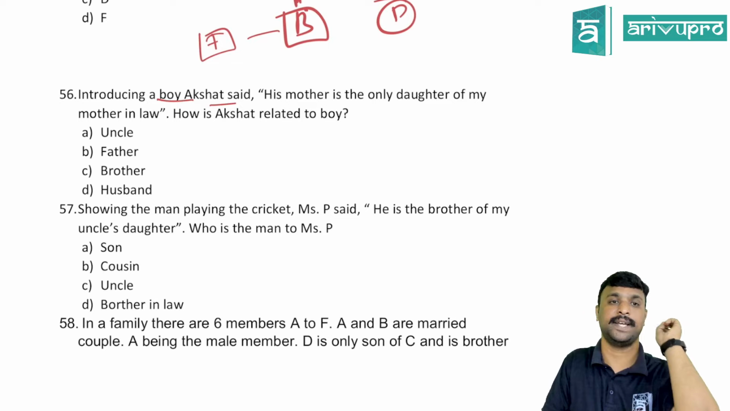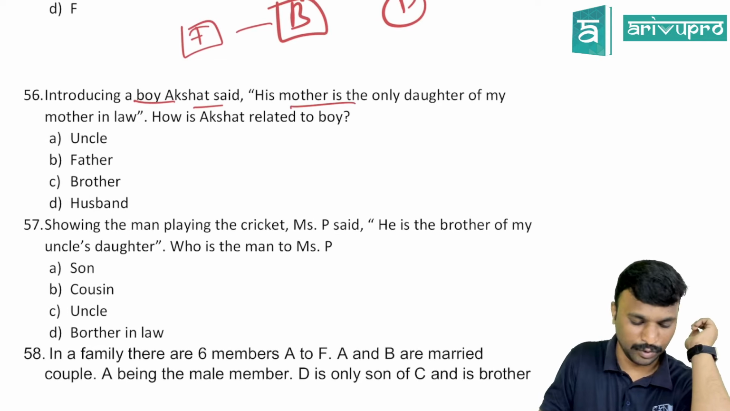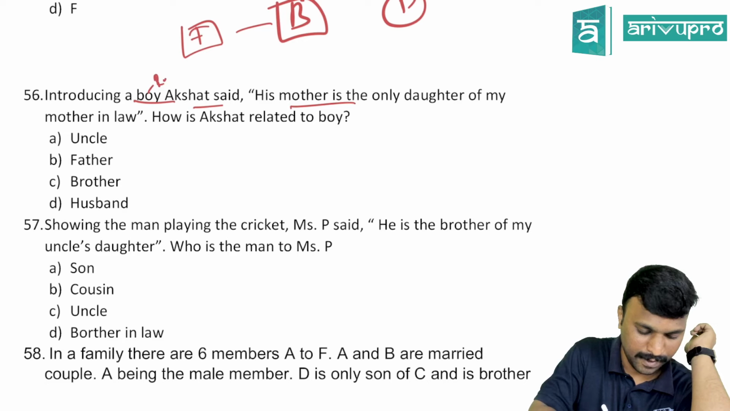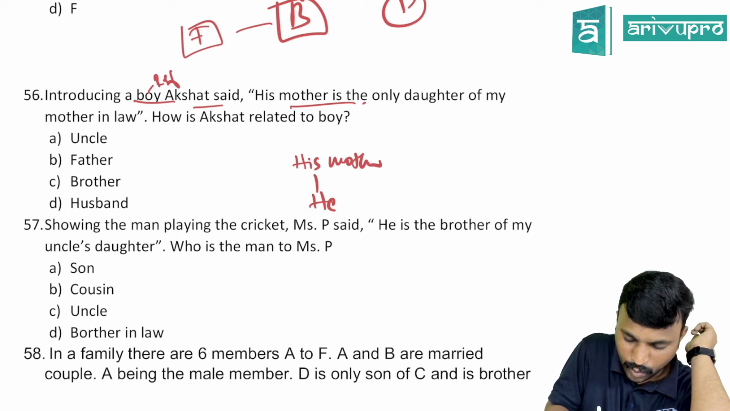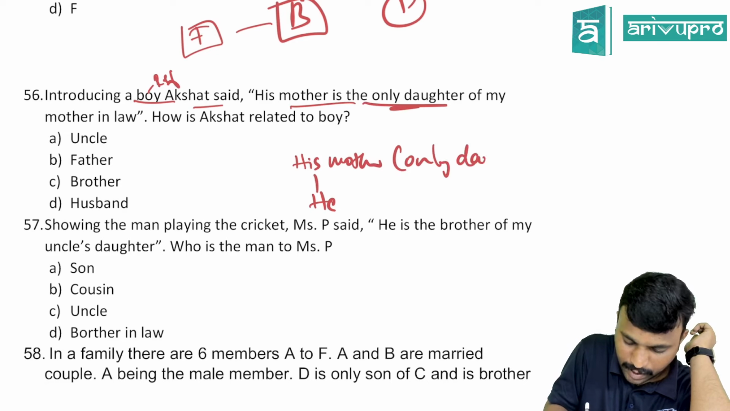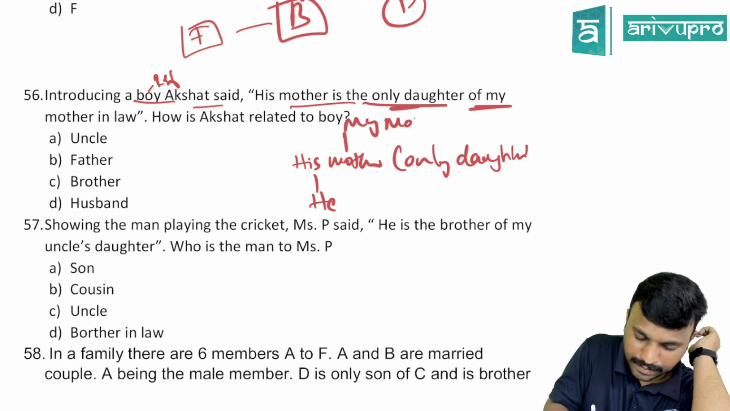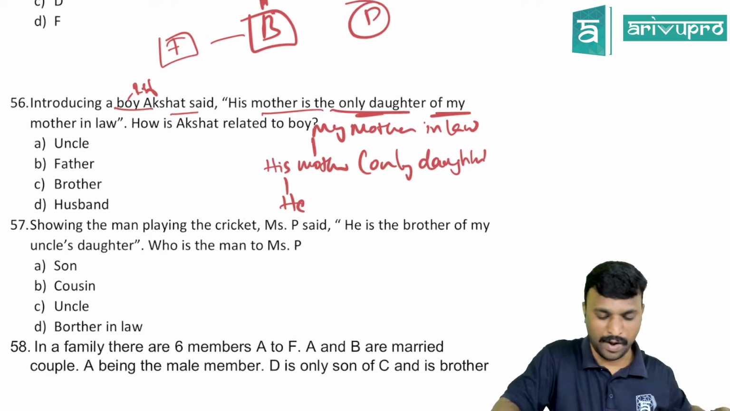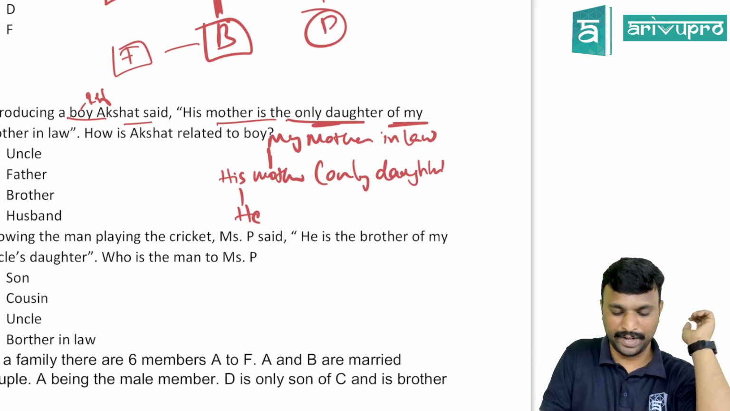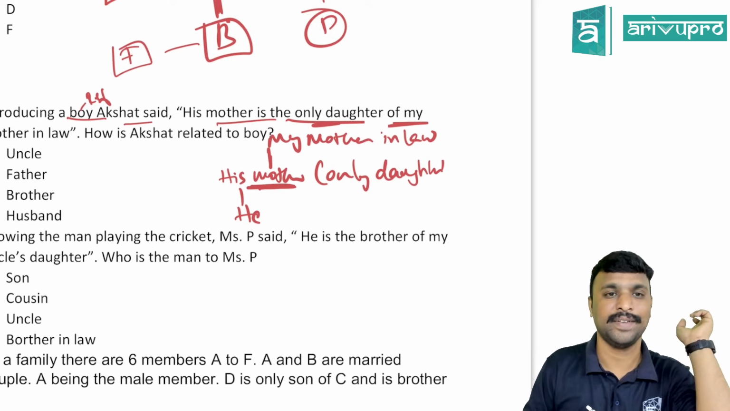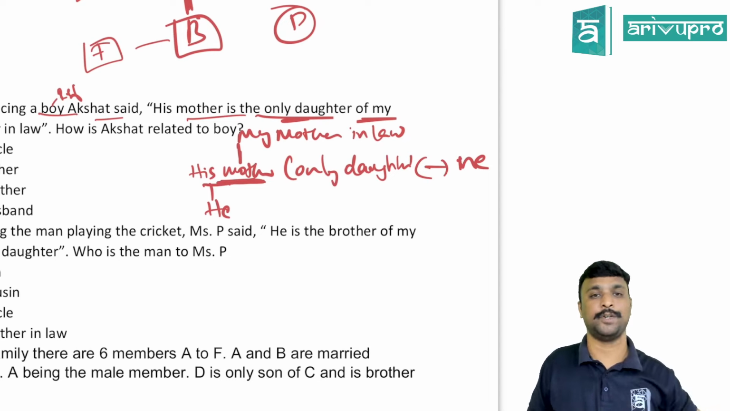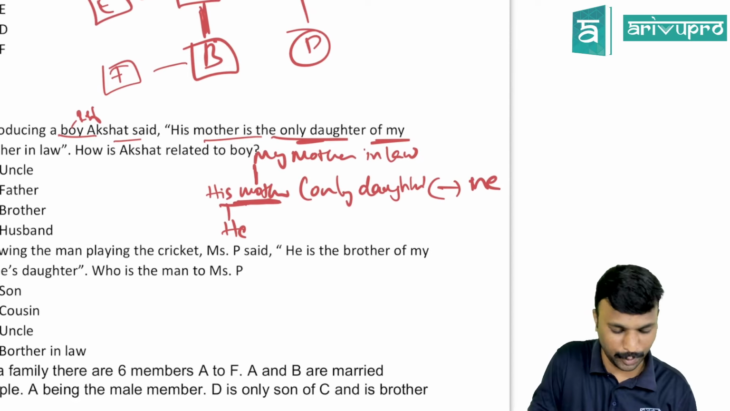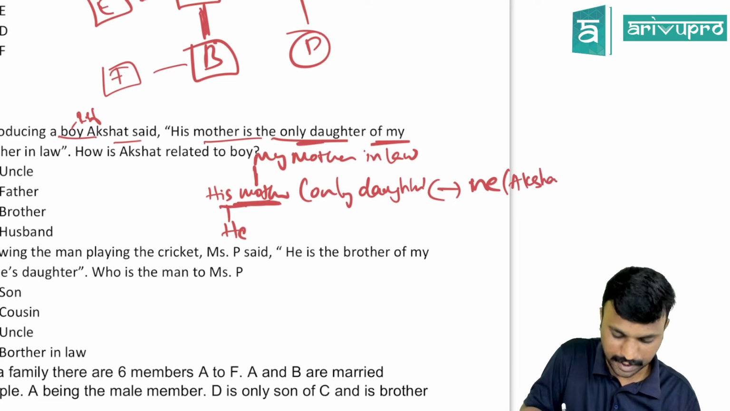Introducing a boy, Akshat said. Who said? Akshat said. His mother. Whose mother? The boy's. Boy is a reference person here. His mother should be above. Who is she? The only daughter. She is the only daughter to someone. Who is that someone? My mother-in-law. She is the only daughter of whom? My mother-in-law. So definitely his mother should be my wife. Correct? His mother should be my wife. That means myself should be a husband to his mother. Yes or no? Who is me in the question? Akshat. Akshat is me in the question.